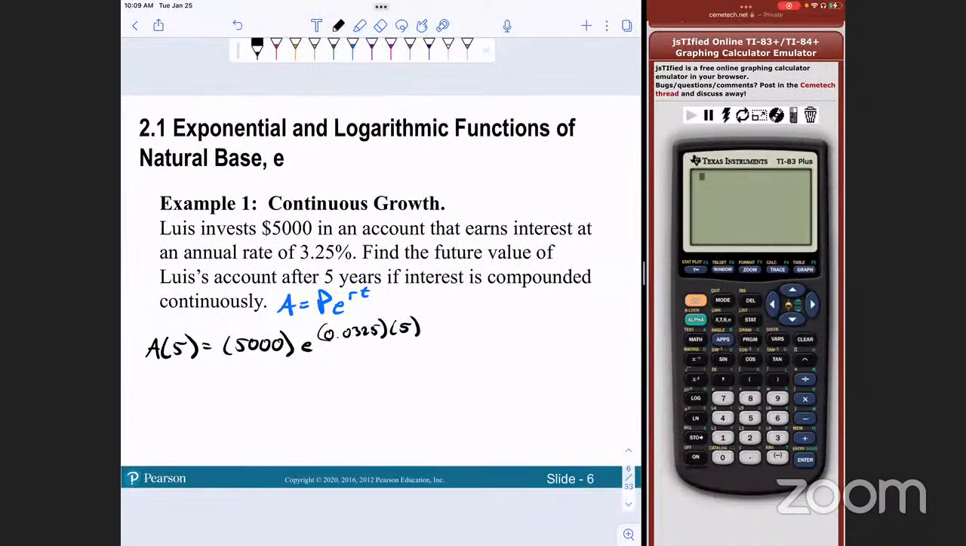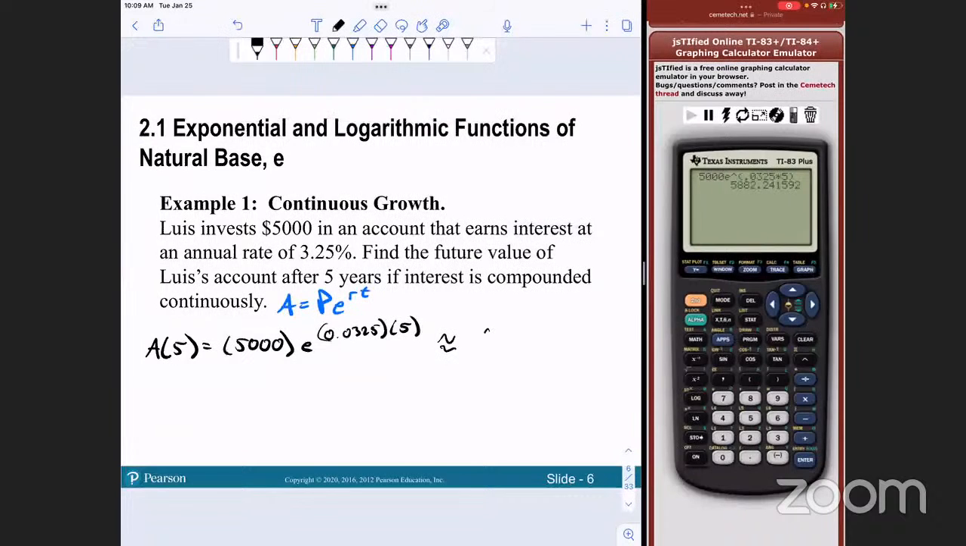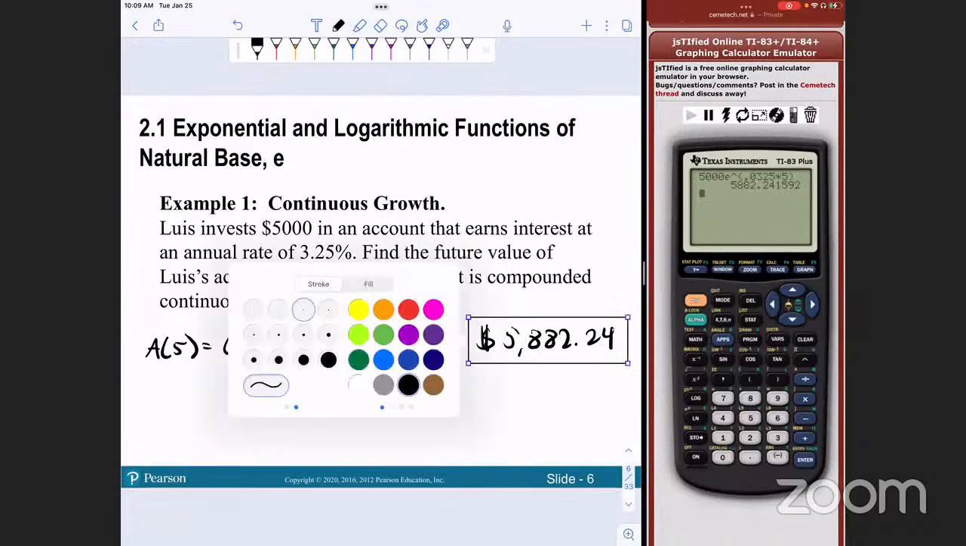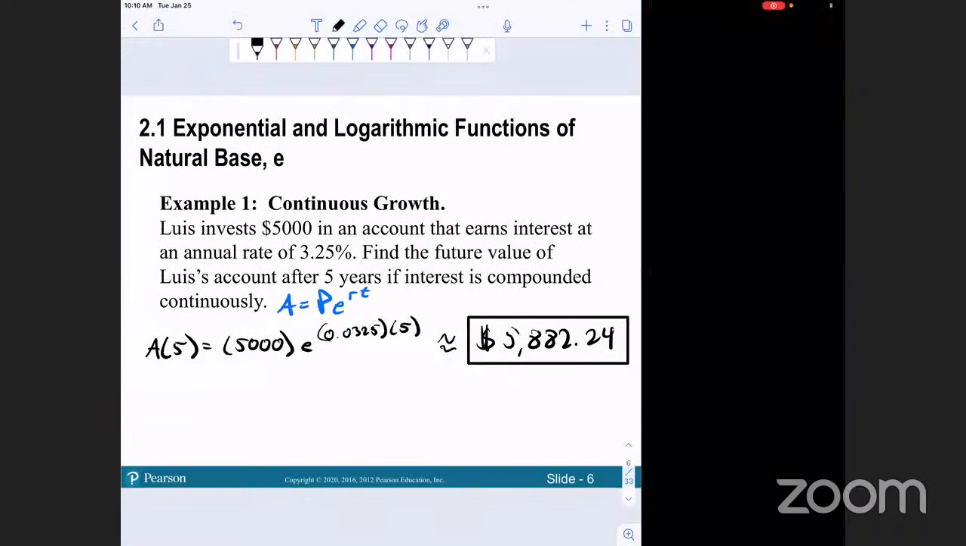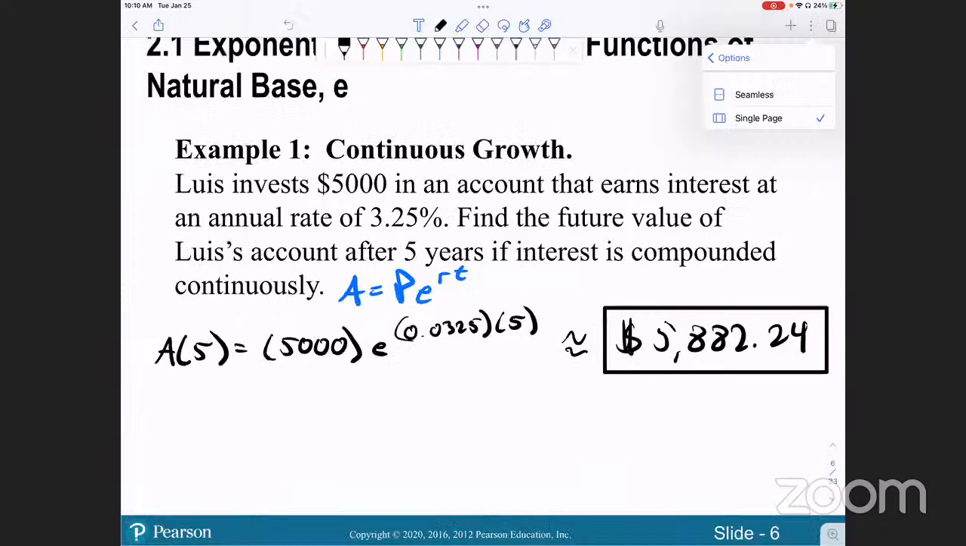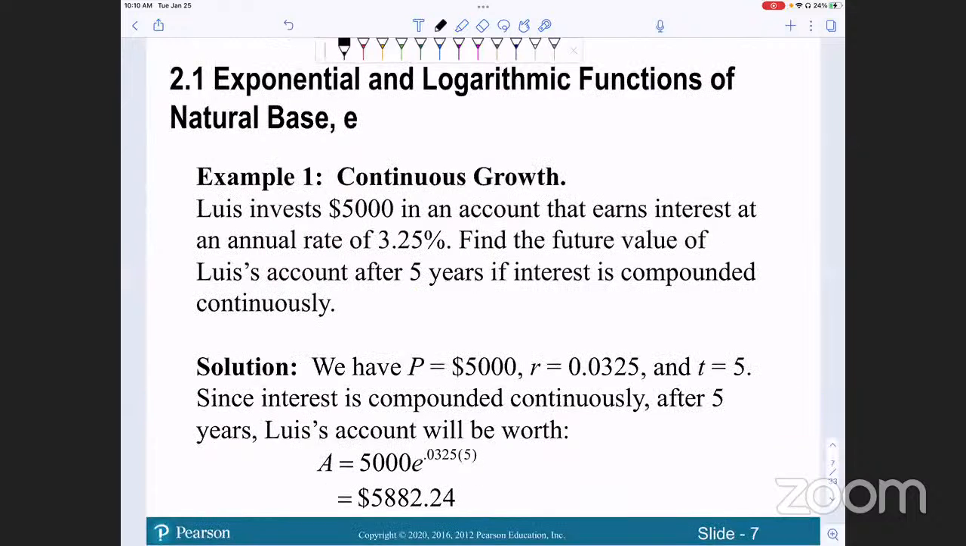So in the calculator, I'm just going to say 5,000 times e to the 0.0325 times 5. To the nearest cent, that's $5,882.24.